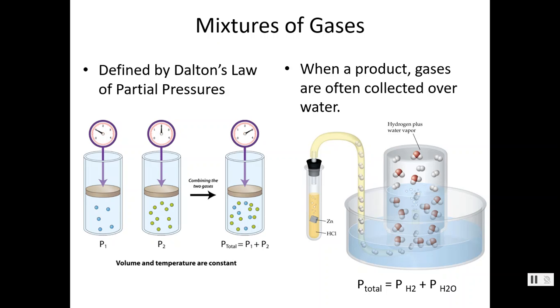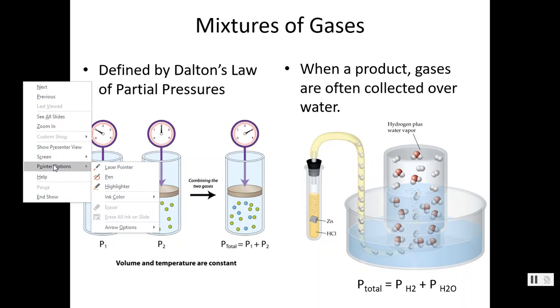Air is really a mixture of nitrogen, oxygen, carbon dioxide, and a little bit of argon. So because gases can be mixtures, it's important to talk about how these gas laws apply to mixtures of gases. There are two points to recognize when dealing with mixtures of gases. The first is that mixtures of gases are defined by Dalton's law of partial pressures.